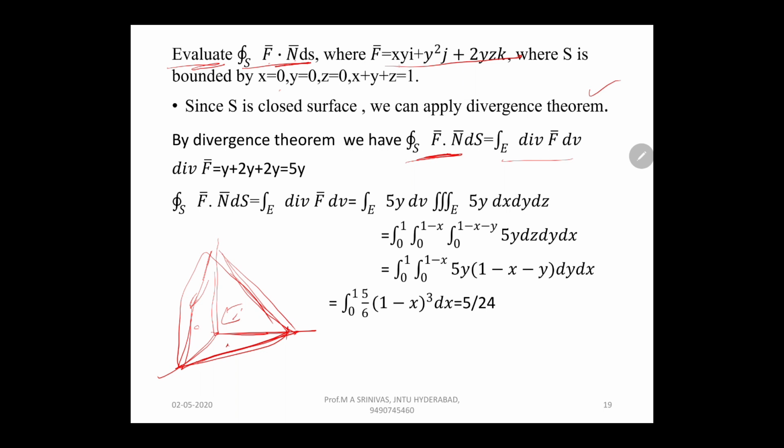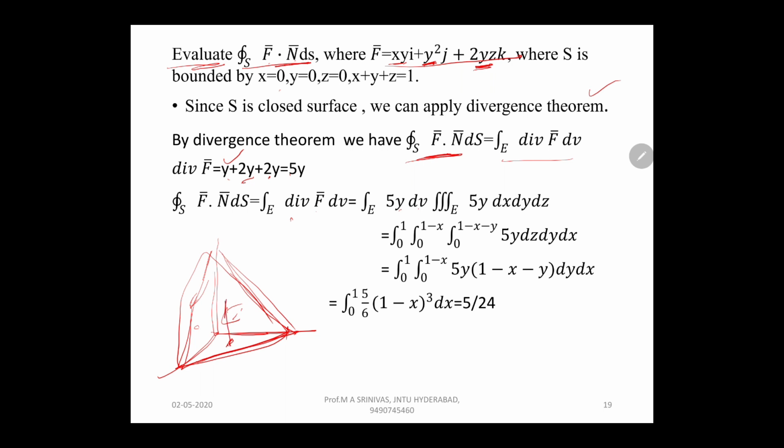Dou Fi by dou x. If I differentiate this with respect to x, I'll get y. If I differentiate this with respect to y, I'll get 2y. If I differentiate this with respect to z, I'll get another 2y. Total is 5y. So div F bar is 5y, and the integral is the triple integral over E of 5y dx dy dz.